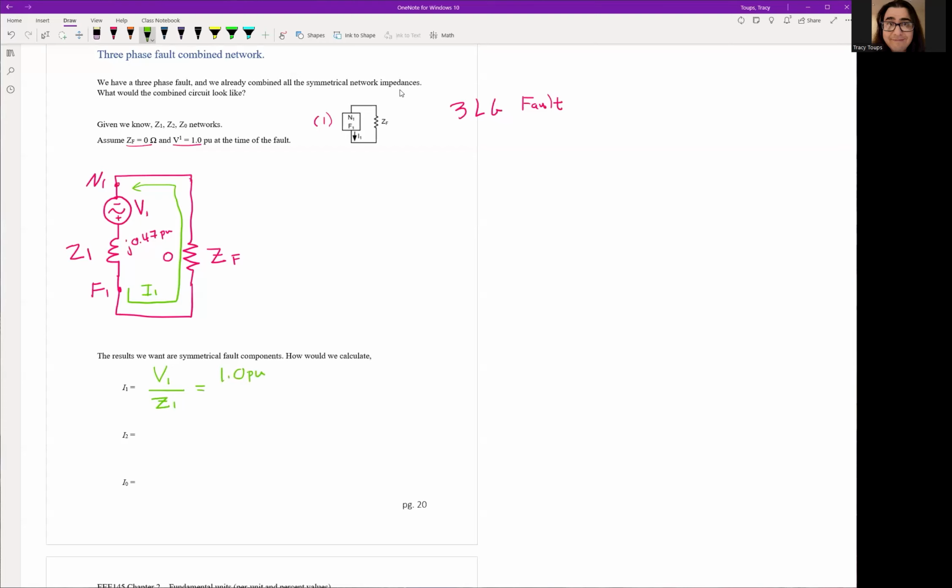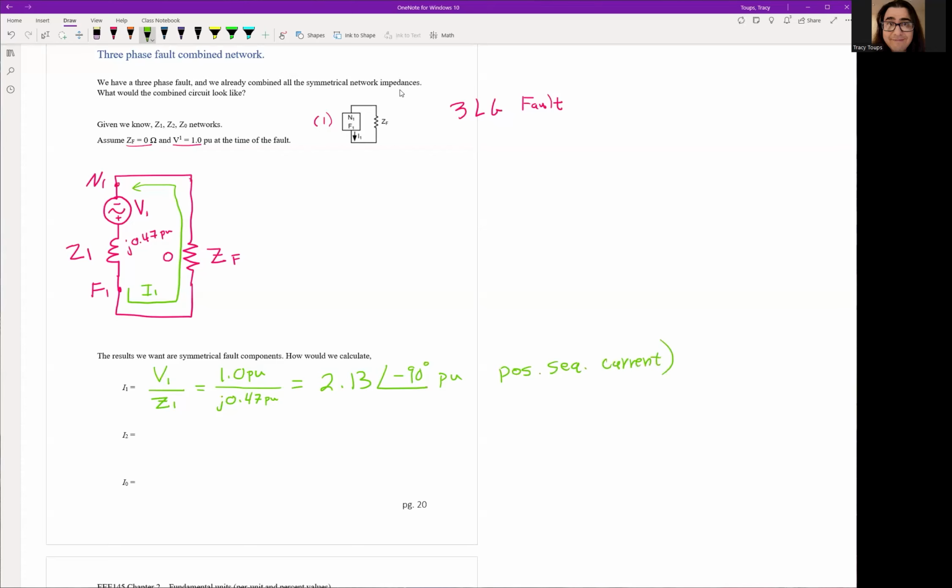I didn't specify a phase angle, so we assume 0 degrees. Our Z1 is j0.47 per unit. So when we number crunch this, it's going to be 2.13 at an angle of negative 90 degrees per unit. That negative 90 degrees comes from the j in the denominator. So that's our positive sequence current that we just figured out.